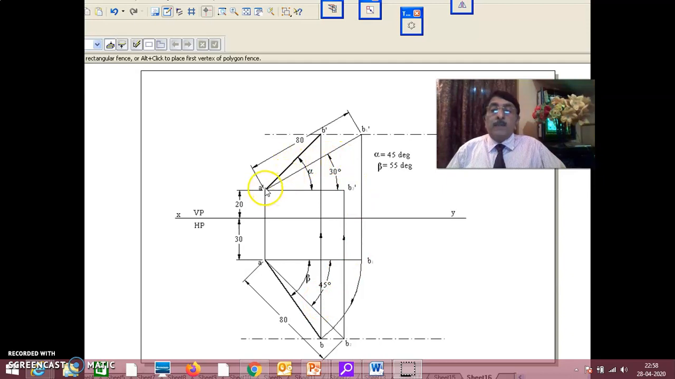Now, the projections means drawing A dash, B dash with corresponding alpha, and drawing AB with corresponding beta. This is the projections. Now you see here, this A dash, B dash and AB with alpha and beta will not change depending on this distance 20 and 30. If it is 30 also, this won't change. Front view and top view won't change.